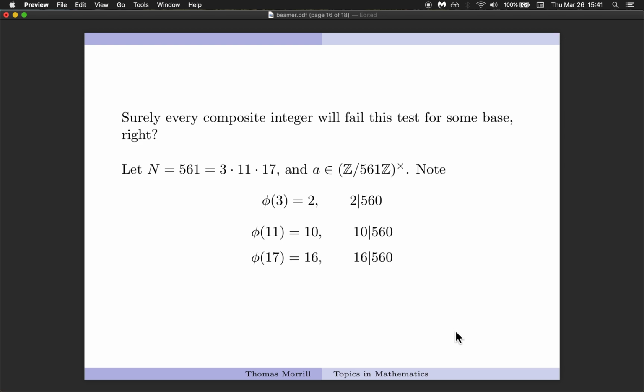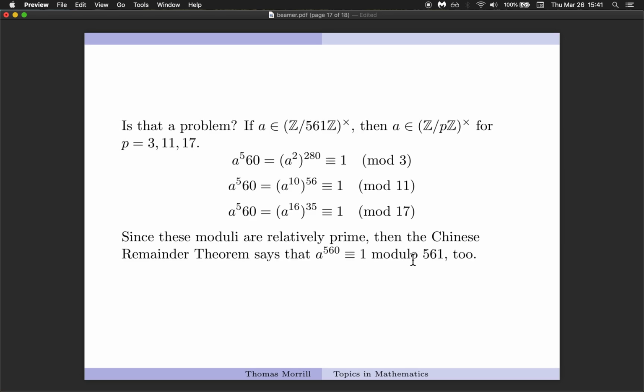Is that bad? The phi function is my special number that makes exponents mod n easy. So my number that makes exponents mod 3 easy divides 560. My number that makes exponents mod 11 easy divides 560. My exponent that makes multiplying mod 17 easy divides 560. That's a weird thing. What does that mean for my problem?